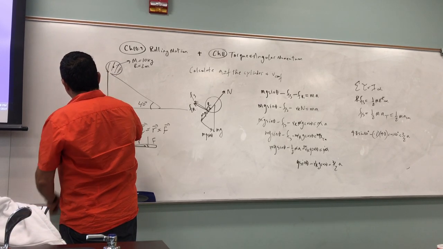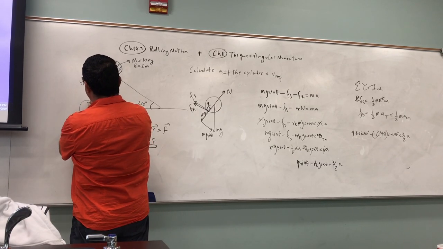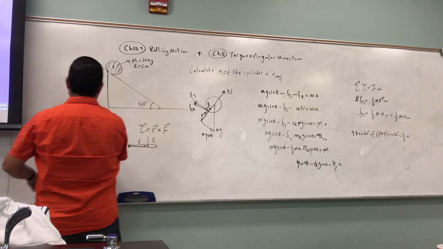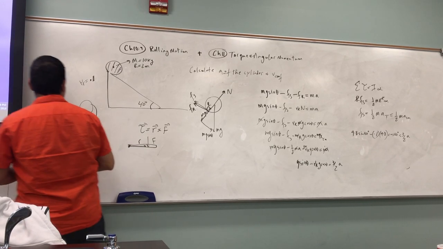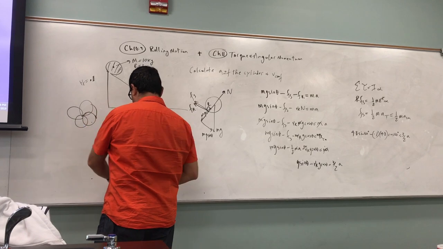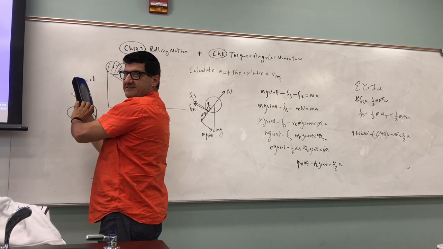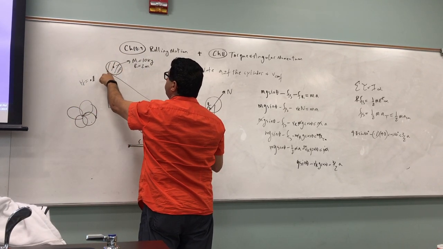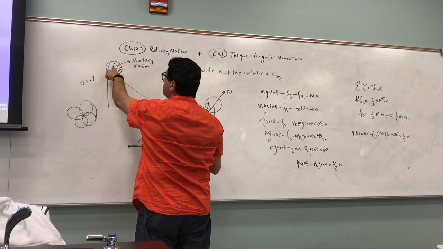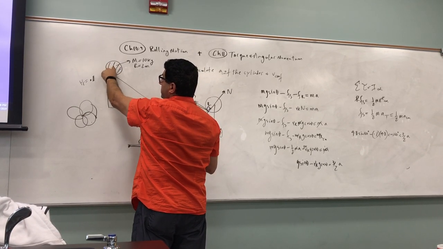Imagine this is the point. If it's pivoted about here, it would be more like a swinging object, right? You could pivot it here, and then it would swing. It would go like this, then like this, then like this. But an object that's rolling is not pivoted around that contact point. It's rolling around the center of mass. It's rolling around the center.